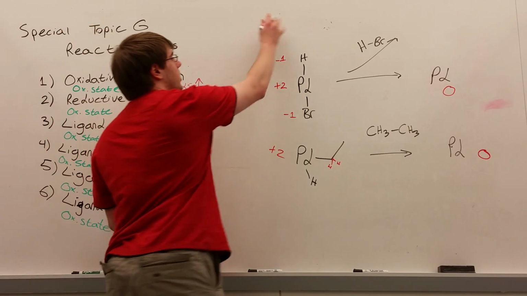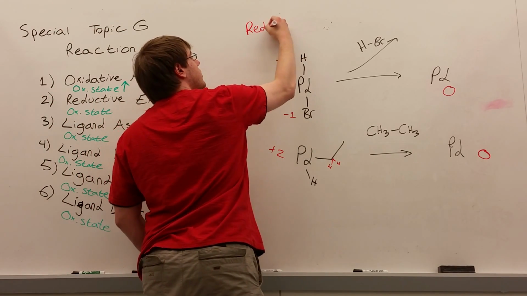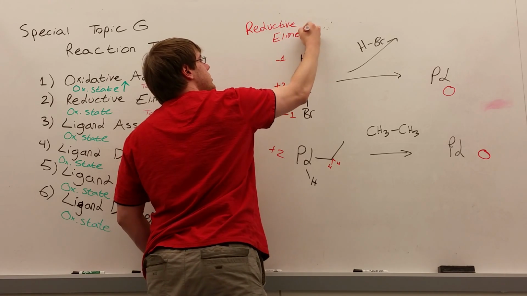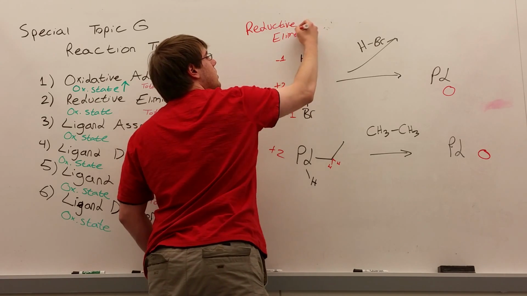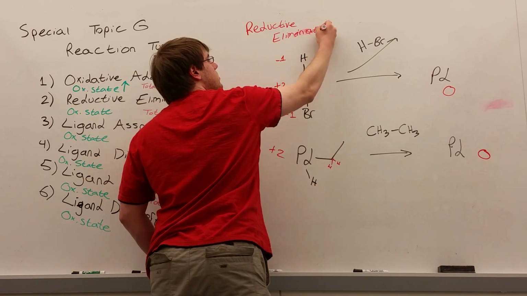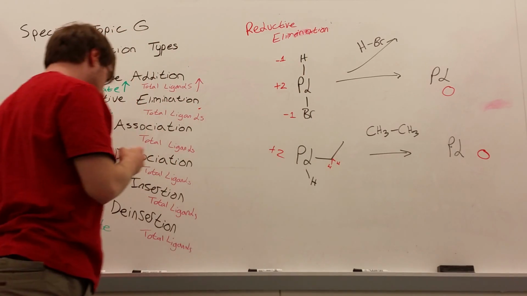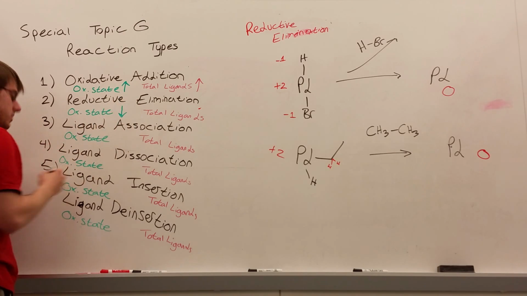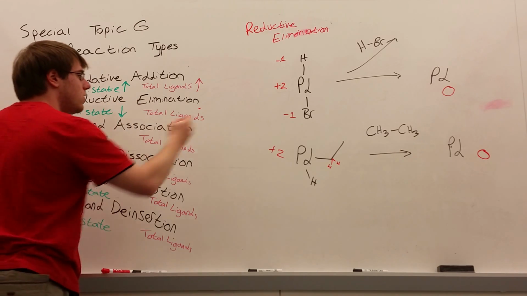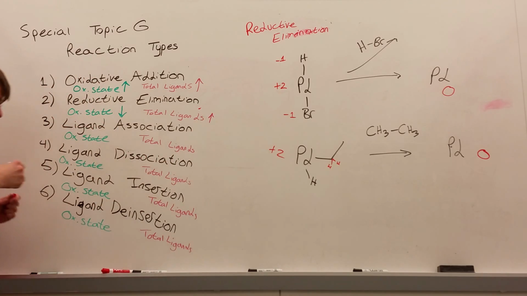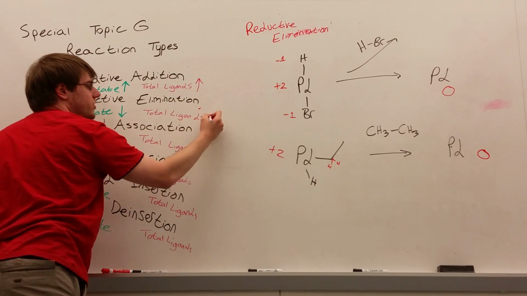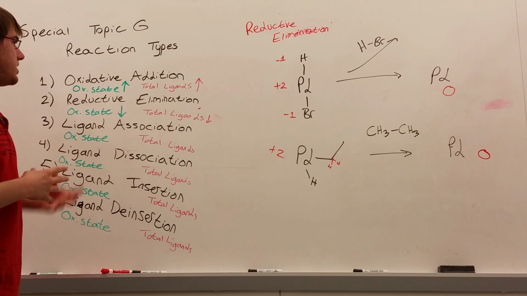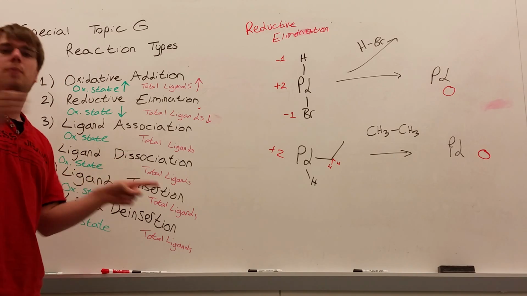So this is an example of reductive elimination, because we reduced the oxidation state and also eliminated ligands. Okay, so based on that, we can say that for reductive elimination, the oxidation state will decrease, and the total number of ligands will also decrease. Okay, and that's the difference between oxidative addition and reductive elimination. They're basically the opposite of each other.